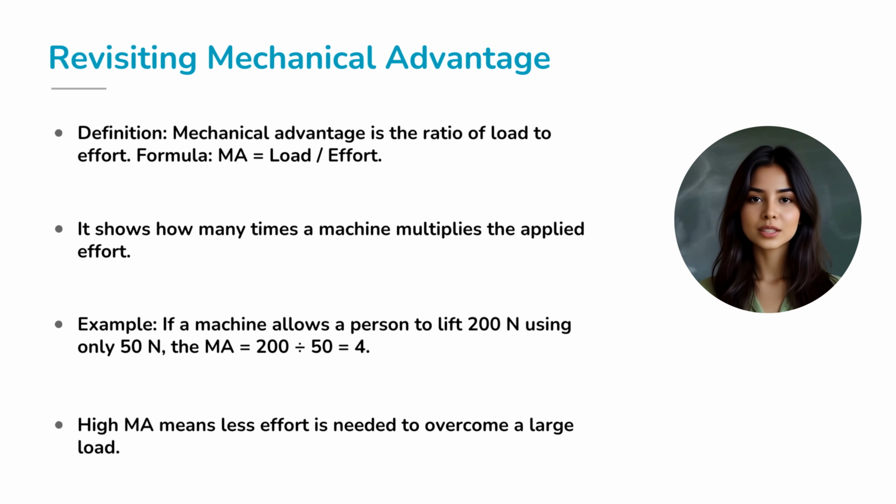It is defined as the ratio of load to effort. In words, the formula is mechanical advantage equals load divided by effort. For example, if a machine helps us lift a load of 200 newtons by applying only 50 newtons of effort, then mechanical advantage equals 200 divided by 50, which gives 4. This means the machine multiplies our effort 4 times. The higher the mechanical advantage, the less effort we need for the same load. That is why levers and pulleys are so useful in daily life.